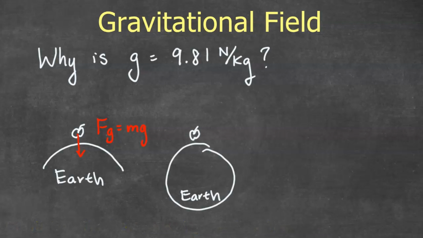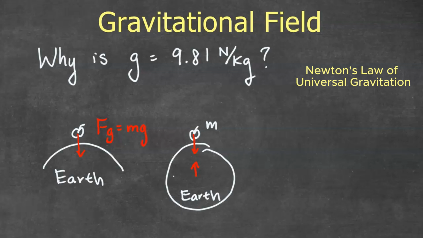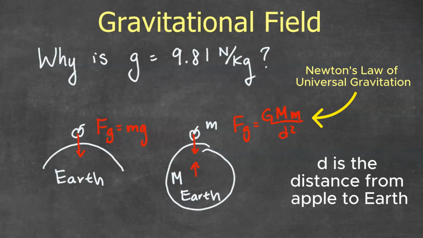If you were to zoom out a little bit, you would also be able to use Newton's law of universal gravitation to solve for Fg. We'll call the apple's mass little m and the Earth's mass big M, and use Fg equals big G times m1 times m2, where m1 is the planet's mass and m2 is the apple, divided by d squared. We can also find the gravitational force upon this apple as well.